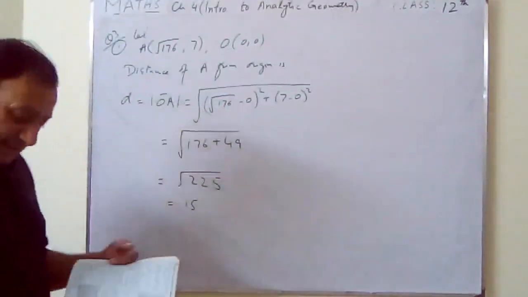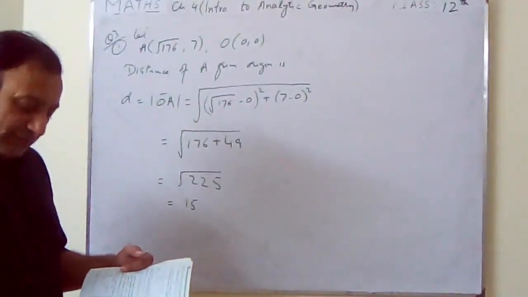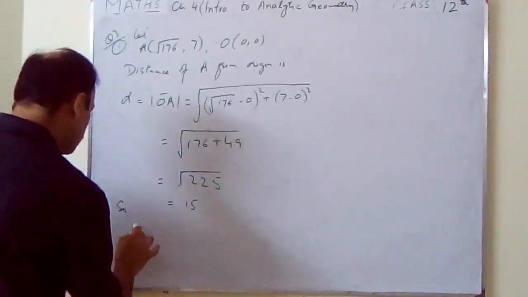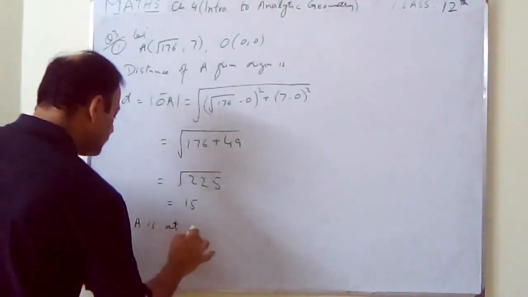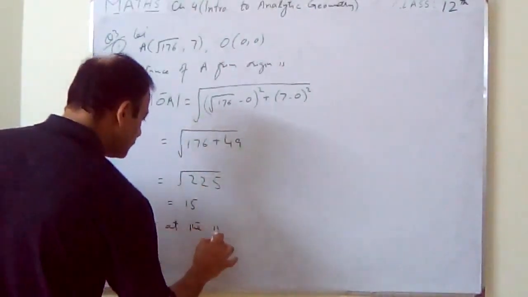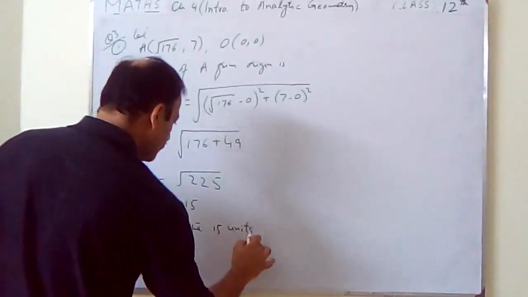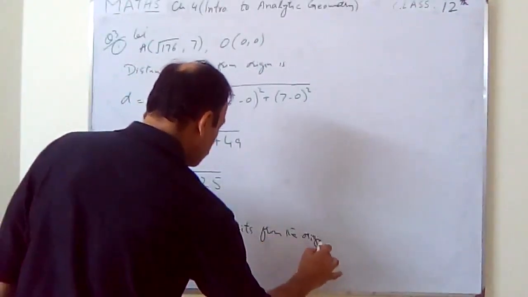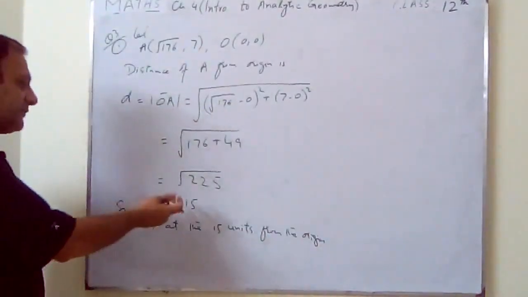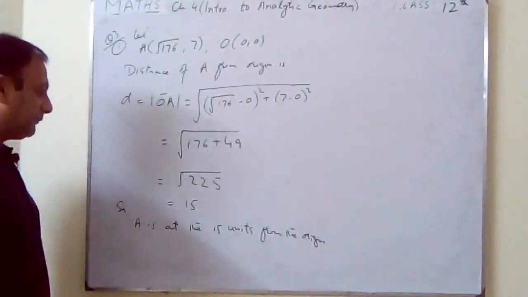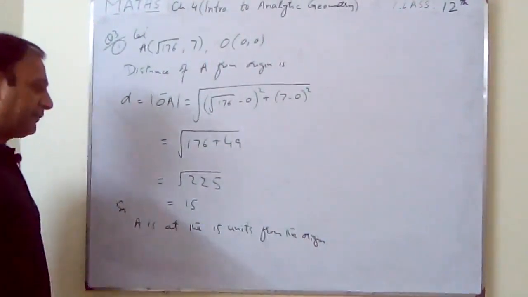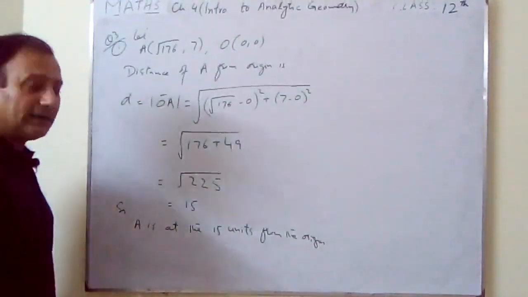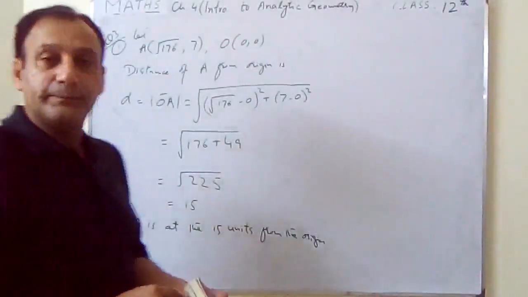So this is exactly what is asked: which of the following points are at a distance of 15 units from the origin. So A is at 15 units from the origin. Find the distance, and if it is 15, we write that the point is 15 units from the origin. If it is not equal to 15, we just write that it is not at 15 units from the origin.